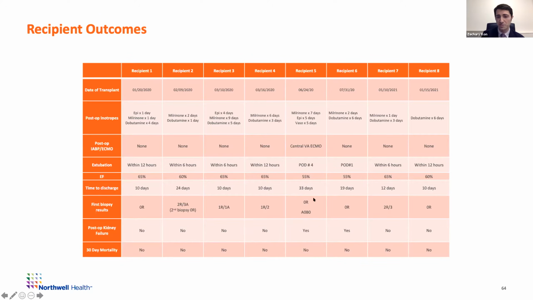The length of stay for most of these patients was less than 2 weeks, with the exception of that one patient that we had left on central VA for lung PGD. And the first biopsies were kind of as expected. No noticeable difference, albeit in a very small cohort of patients. And the 30-day mortality, to date mortality, is 0 in the entire cohort.